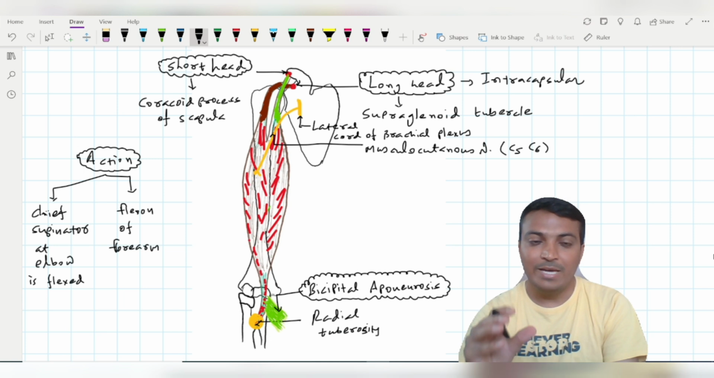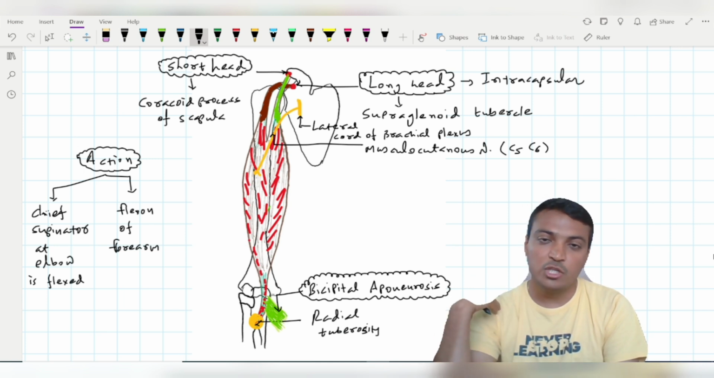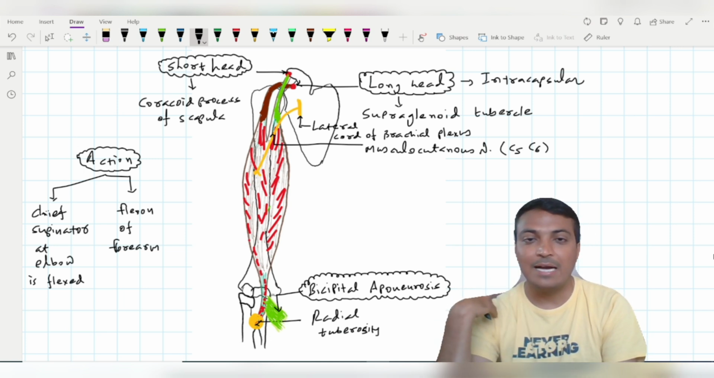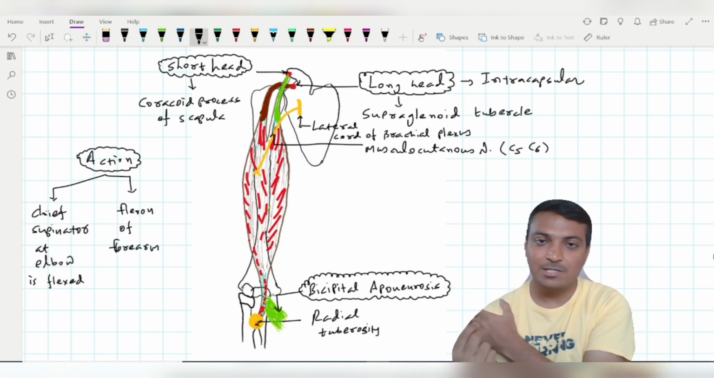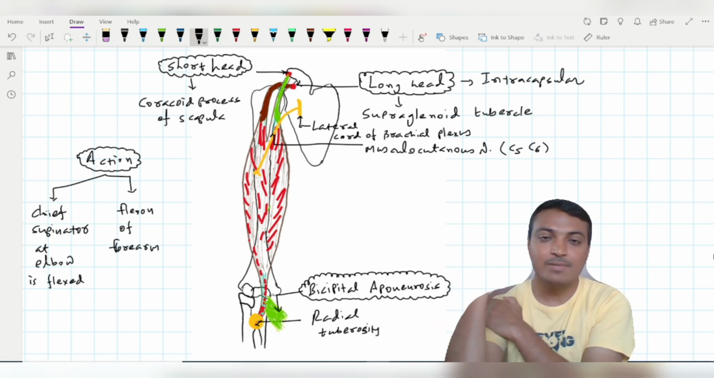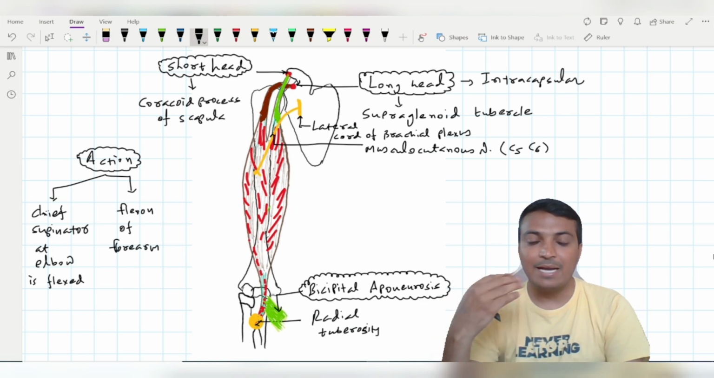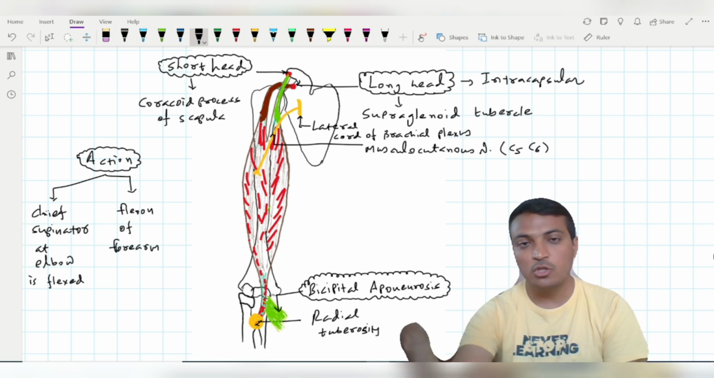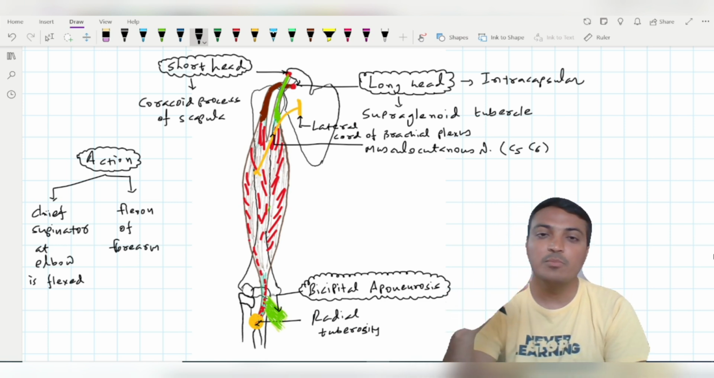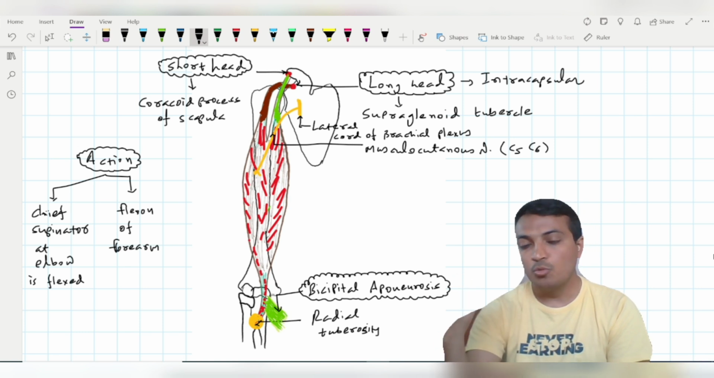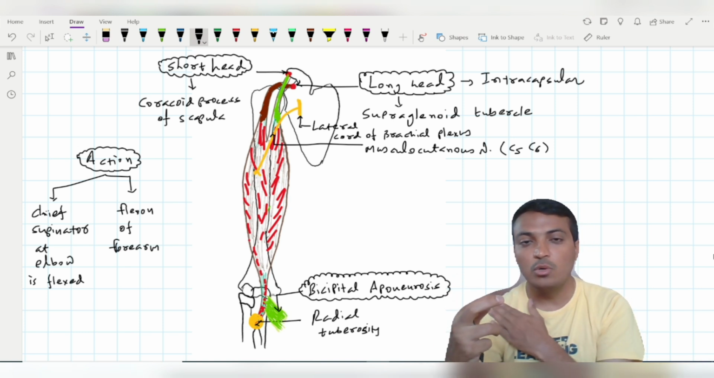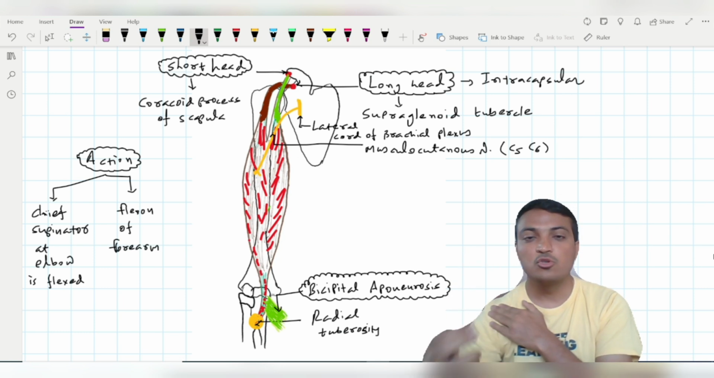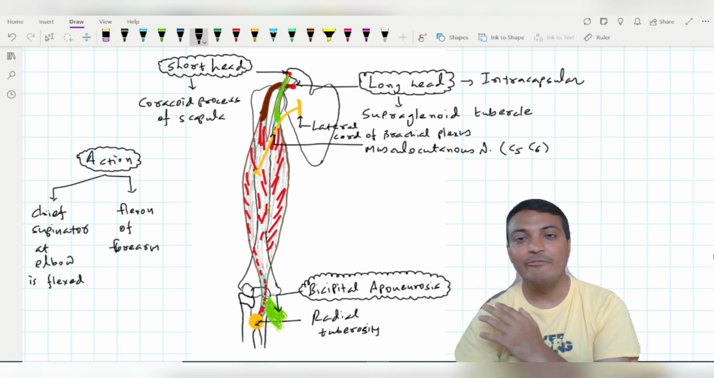And there is a very little action over the shoulder joint also by this biceps brachii, and that is a weak flexion of the shoulder joint. The main flexor of the shoulder joint is the deltoid muscle, but this biceps brachii, as it crosses the shoulder joint also, because it arises from the coracoid process and supraglenoid tubercle, the contraction of this muscle will also lead to flexion of the shoulder joint, but this action is very weak.